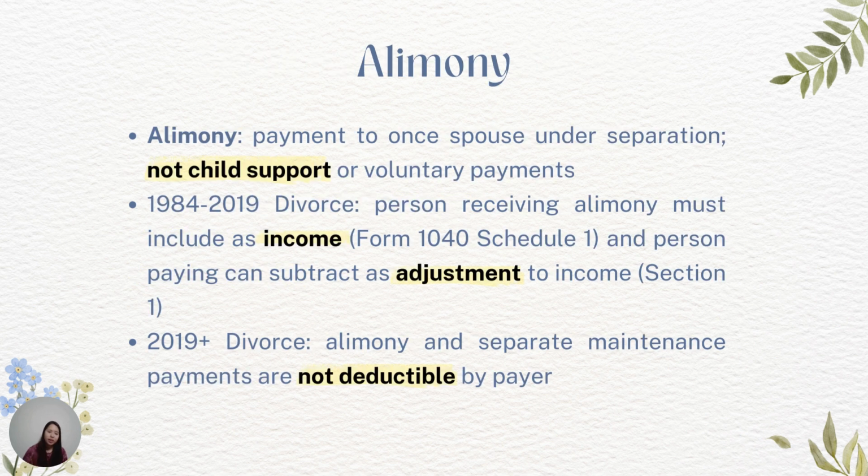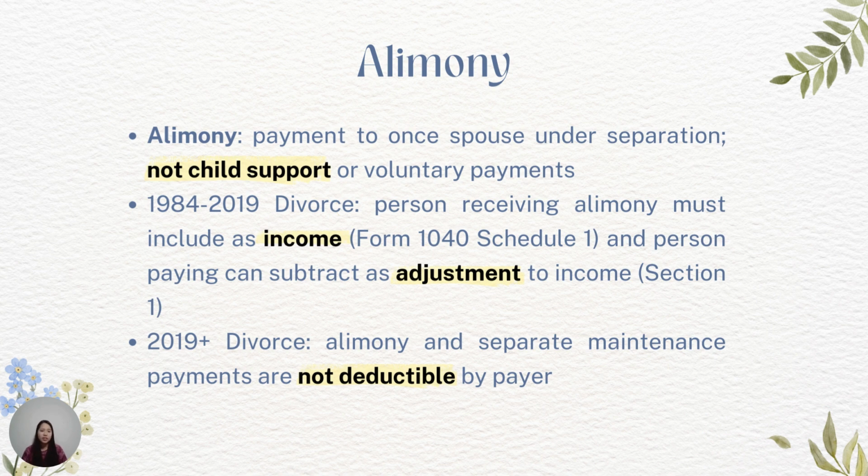Right. The last type of income that we're going to be going over in this lesson is alimony. Alimony is payment to one spouse under a separation agreement. So this is not child support or voluntary payments. It's when two people had a divorce, and part of the divorce decree was that one person has to pay some money to the other spouse for caring for the child.